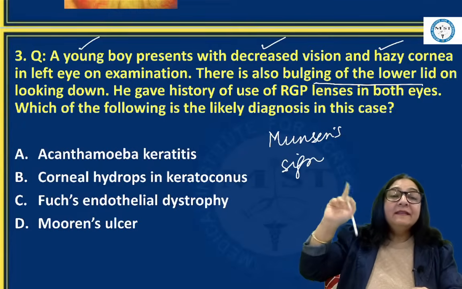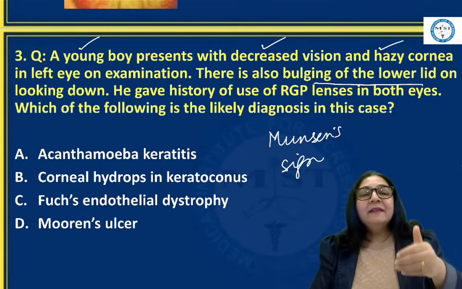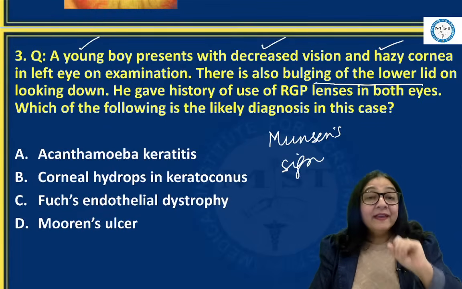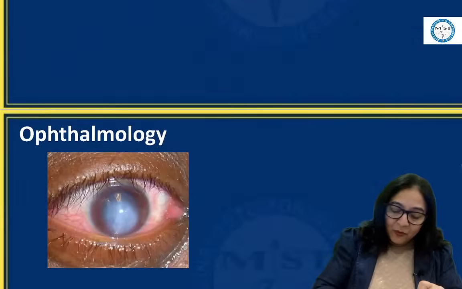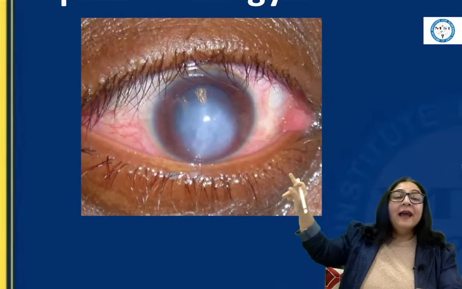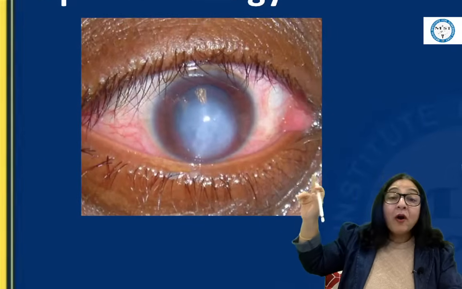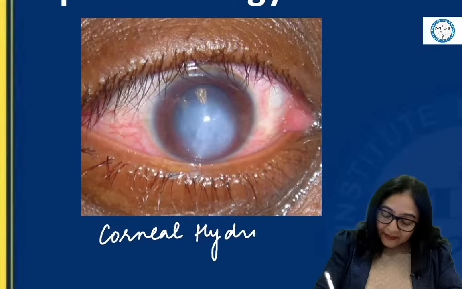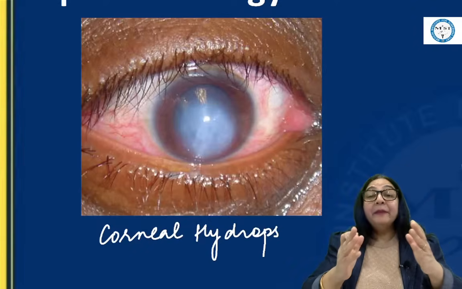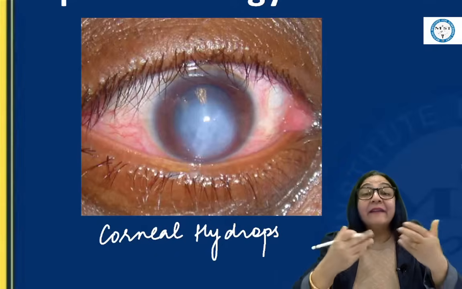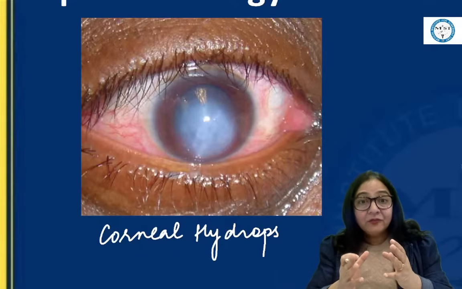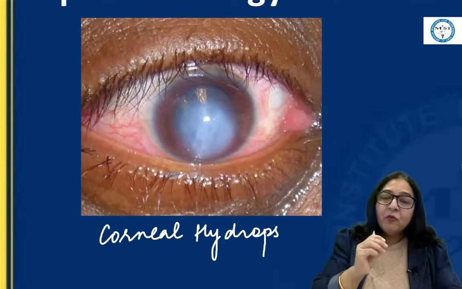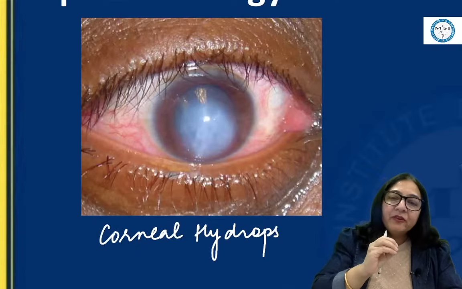Now, there is a hazy cornea. Why is there a hazy cornea, or when does a hazy cornea occur in cases of keratoconus? When there is a complication of what we call corneal hydrops. Corneal hydrops, beta. What is corneal hydrops? If you remember, in cases of keratoconus, the stroma is becoming thinner and thinner. There is thinning of the corneal stroma, and there can occur episodes in which there is sudden rupture of the Descemet membrane.